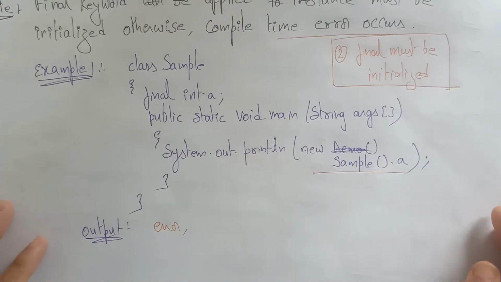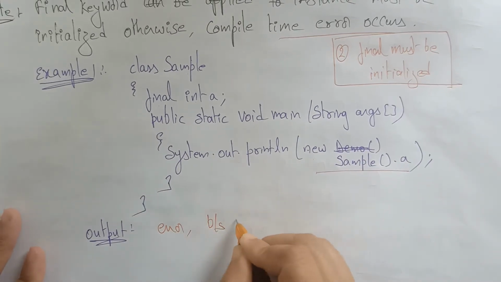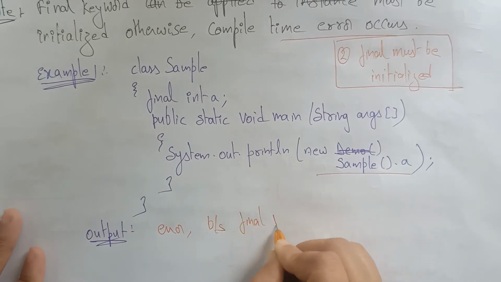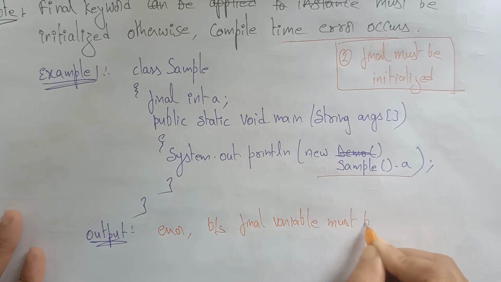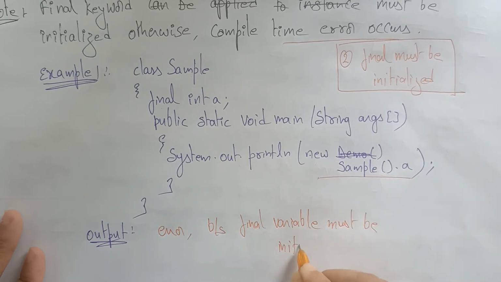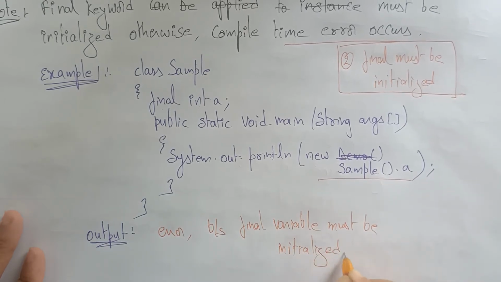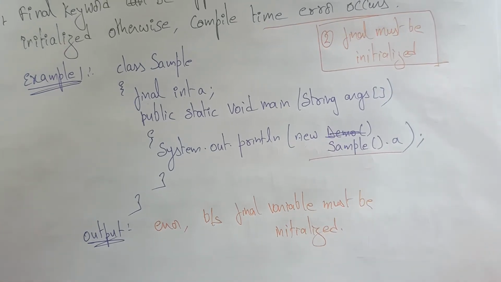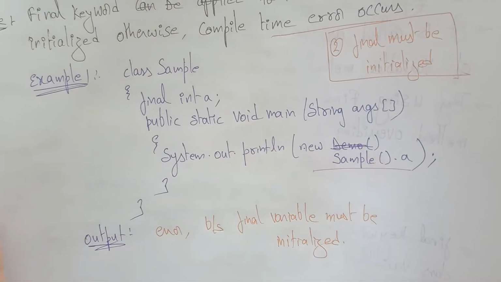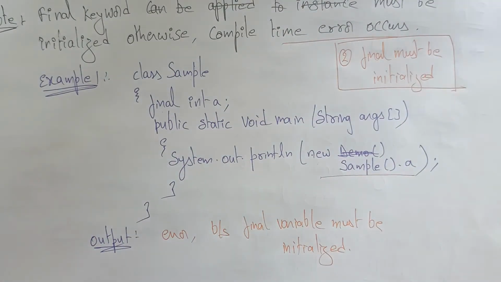Why is it an error? Because a final variable must be initialized. Otherwise, an error will occur. It doesn't even provide a garbage value, the error will occur. So the final variable, whatever is declared with final, must be initialized.